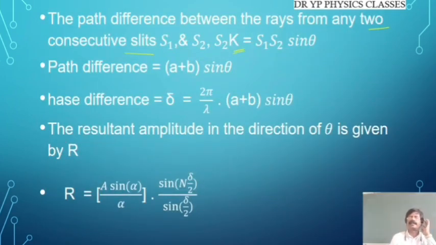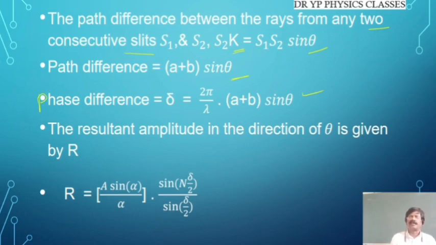Written here S1 and S2, S2K I have taken here, but in that diagram I have shown it as CG. S2K is equal to S1S2 sin theta. Path difference is a plus b into sin theta, since S1S2 is nothing but a plus b. Phase difference, delta, is equal to 2 pi by lambda into the path difference, a plus b sin theta.